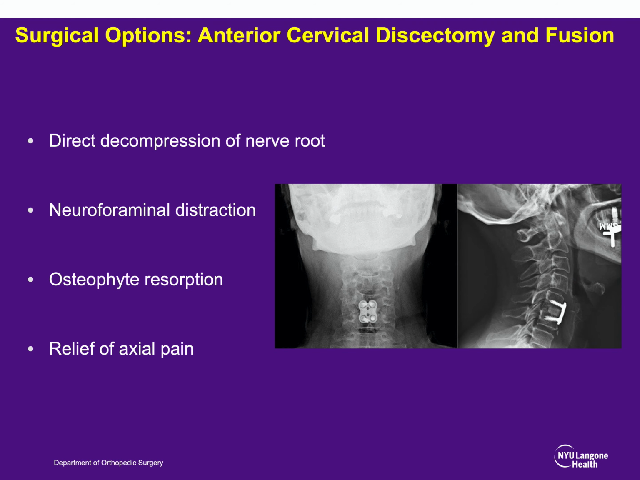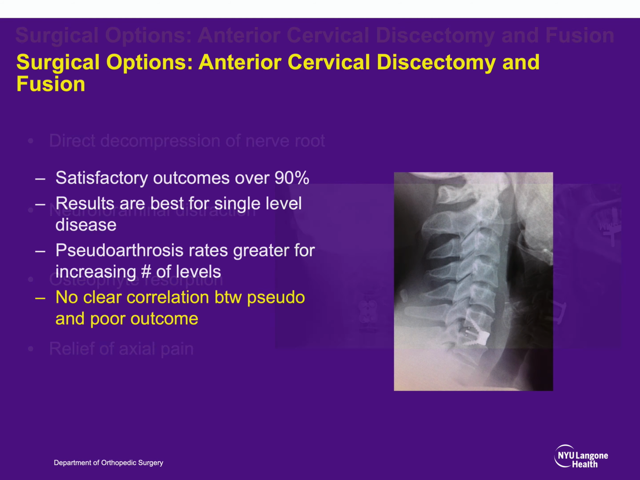Anterior cervical discectomy and fusion is probably the most common procedure that we do for cervical radiculopathy. It provides for direct decompression of nerve roots. It provides for neuroforaminal distraction. Fusion oftentimes results in resorption of the osteophytes, and in someone presenting with a combination of neck pain along with radiculopathy, that procedure can also result in relief of axial neck pain.